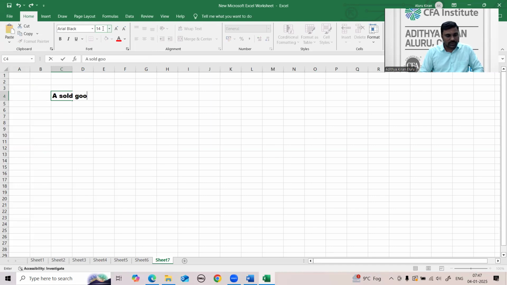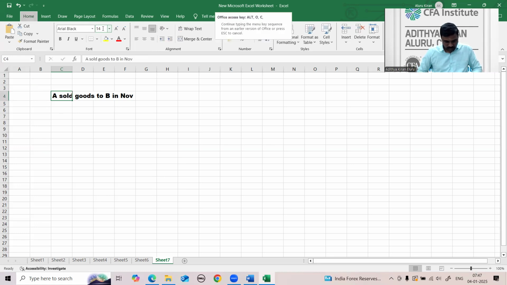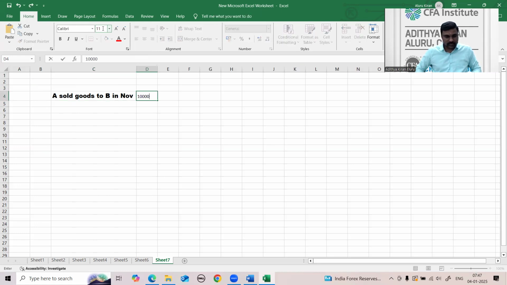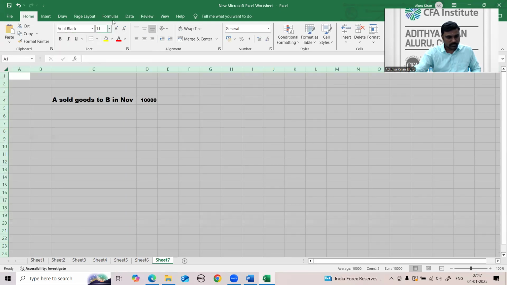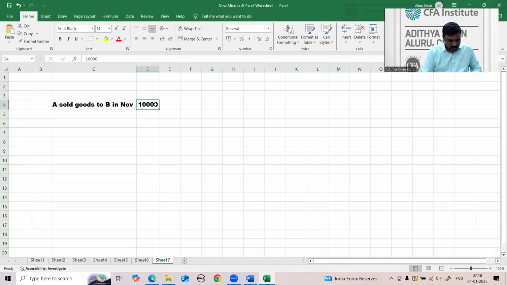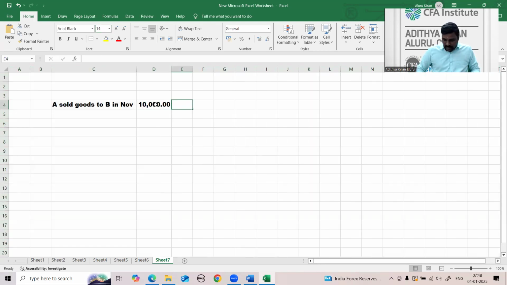A sold goods to B in the month of November. 10,000, and 1800 GST. Assume 1800 GST.